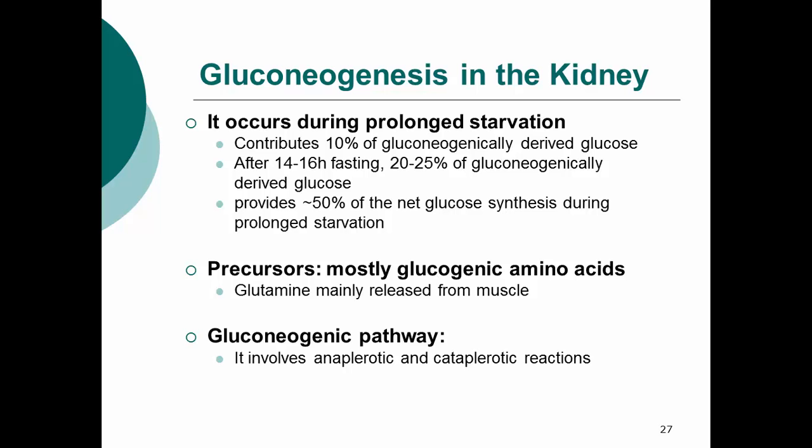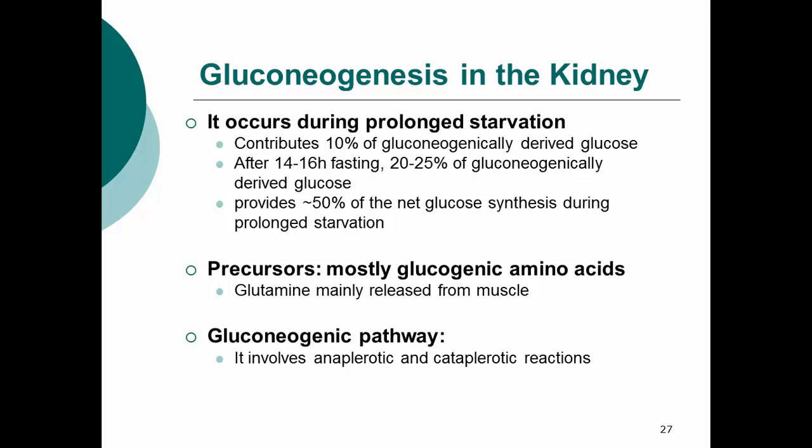When starvation is prolonged, for example, longer than 24 hours, the kidney then also becomes an important source of glucose, right? So the kidney also does gluconeogenesis, but it's a little bit later compared to the liver. At the very later stage, the kidney also becomes important, contributing 50% of glucose synthesis to the circulation.